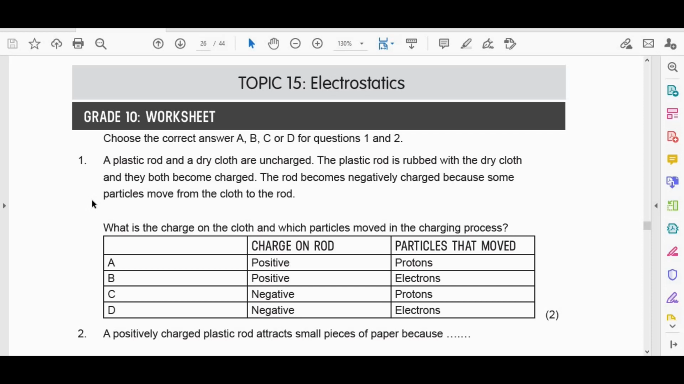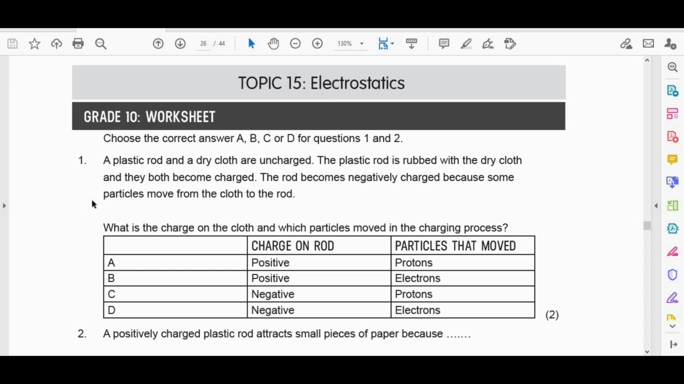In this first little activity, just to have a look at what we just discussed today so far, in this worksheet, number 1, it says choose the correct answer A, B, C, or D for questions 1 and 2. We're just looking at question 1 for now. A plastic rod and a dry cloth are uncharged. The plastic rod is rubbed with the dry cloth and they both become charged, and the rod becomes negatively charged because some particles move from the cloth to the rod.